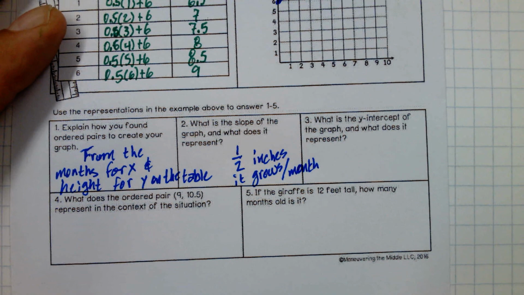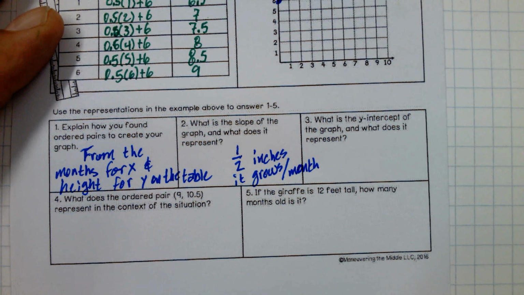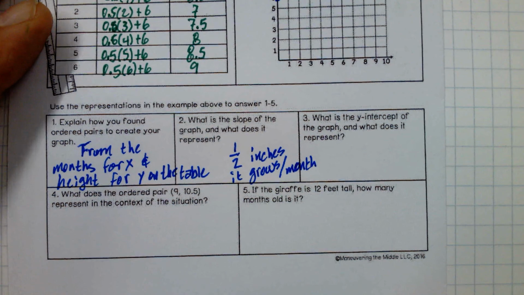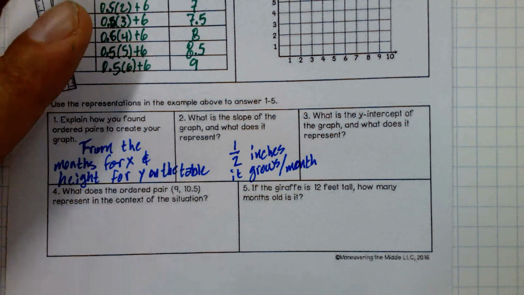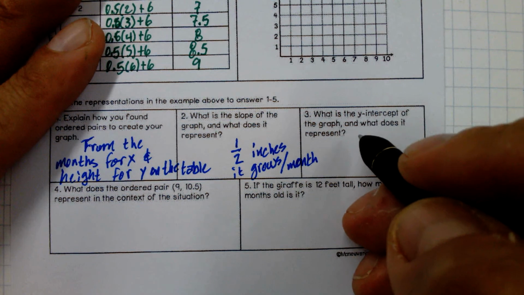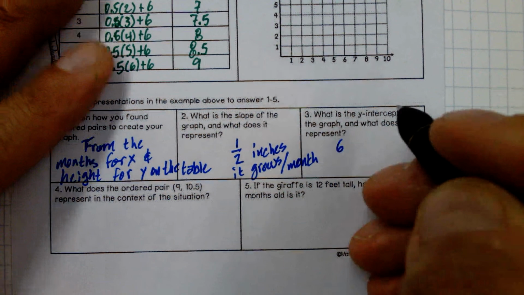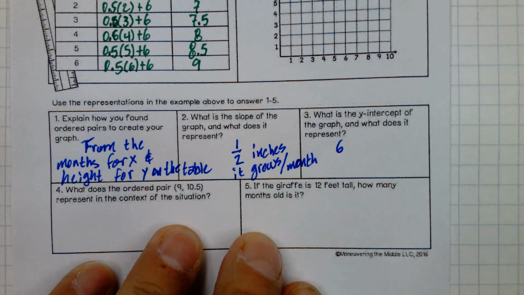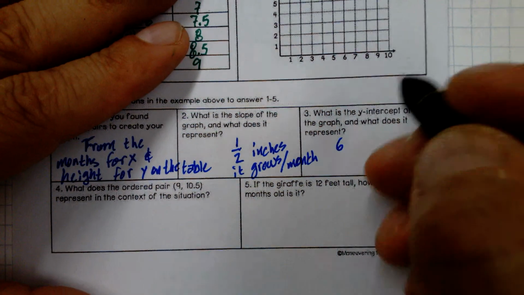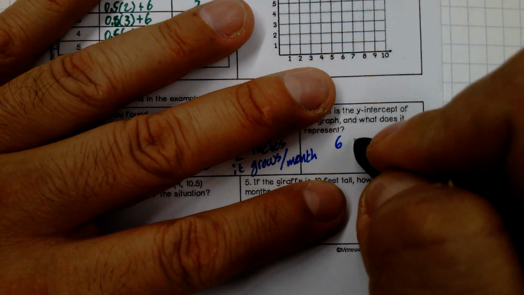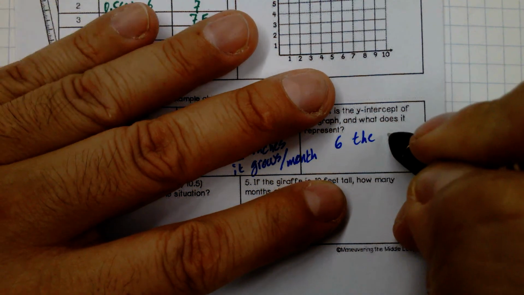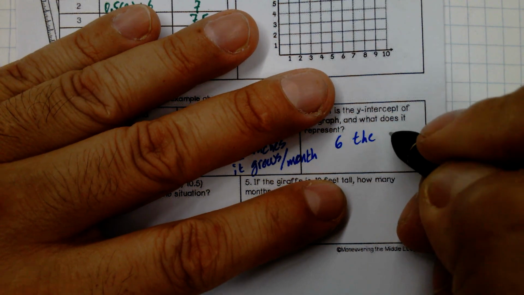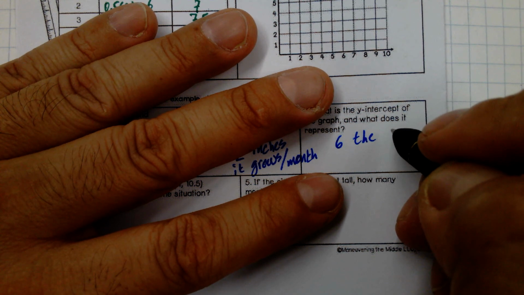So let's see here. Who can raise their hand and tell me what is a y-intercept of the graph and what does it represent? Ivan. Okay, so it's 6, and it's how big the giraffe was initially. So the giraffe's initial height, let's say that.